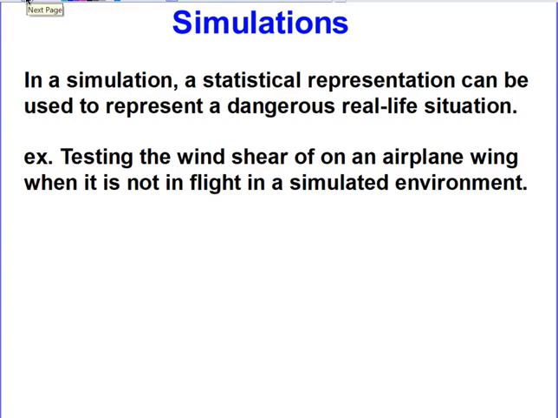A simulation is a statistical representation that can be used to represent a dangerous real-life situation. For example, maybe you've got a new design for an airplane and you want to see how it's going to stand up to wind shear. You're obviously not going to get that plane up into the air with passengers to check out wind in a real-life situation. So you might set the plane down, throw some wind through it, and get numerical data that will tell you whether this wing is going to hold up in really bad weather. So that's a simulation.